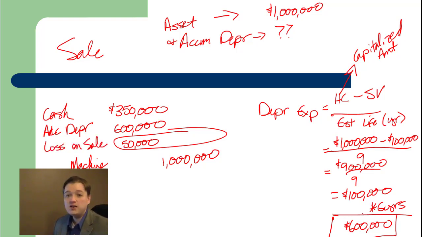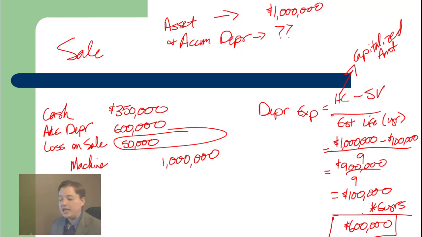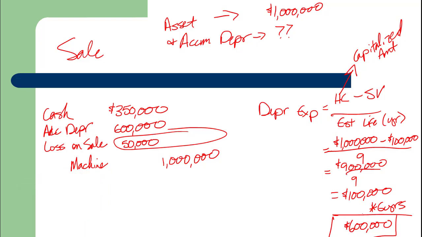And if we'd been able to sell it for $500,000, I'd have a gain because I would have sold it for more than I thought it was worth. So I would have shown a credit. I would have needed a credit to make it balance, and that would have given me a gain. This is the sale of machine. And that's it. That's all we're going to put in there. You can put in more details if you want to, but just make sure you don't leave it naked.